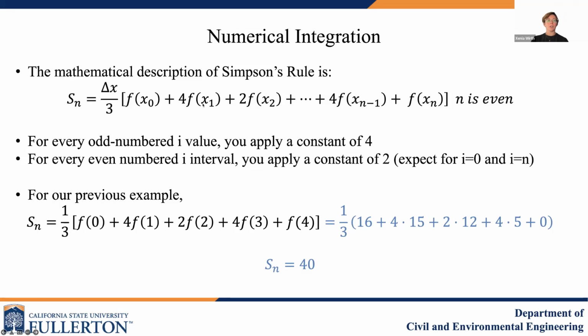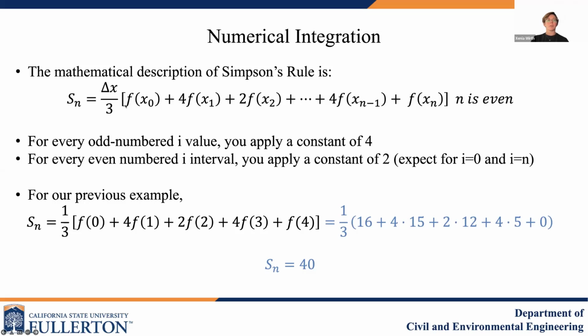So odd numbered i values, you apply a constant of 4 to that. Even numbered i values, you apply a constant of 2, and you alternate until you get to the second to last value, which is going to be an odd numbered value because n has to be even to apply Simpson's rule. You're going to multiply that by 4, and the very last i value, which is n, you're not going to multiply by any constant.